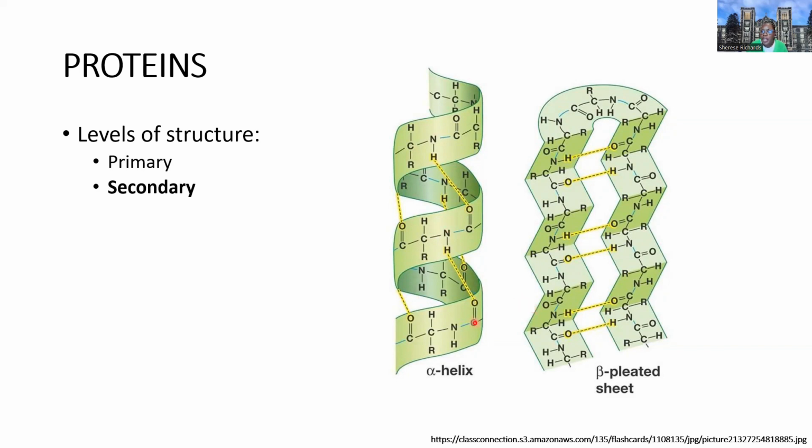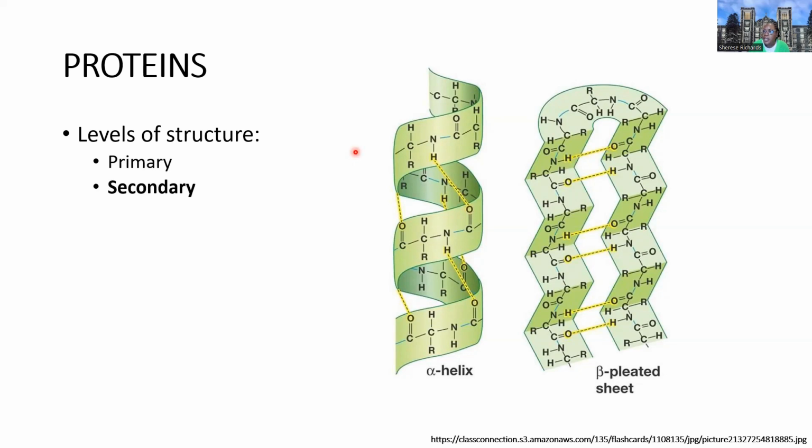Another type of formation that we can have is the beta-pleated sheet. We can have an alpha helix, which is a helical structure based upon these hydrogen bonds, or we can have more of a hairpin loop, which is the beta-pleated sheet. And as we can see, it's the same bonding happening, the hydrogen to the oxygen forming these bonds and then folding the protein into this hairpin type structure. So this is the secondary structure of the protein.